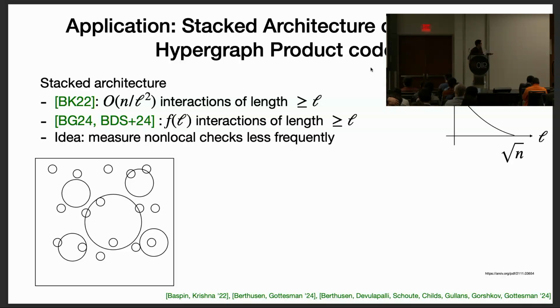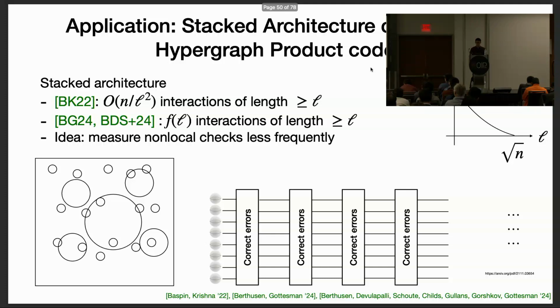When Baspin and Krishna first introduced this architecture, they had this quantitative trade-off of you need to have this many interactions of length at least L, but you can also consider more general distributions. And the idea behind the stacked architecture is potentially if you allow some non-locality, you could get codes beyond the BPT bound. And then also, you could limit the cost of these non-local interactions by measuring the local checks every round, and measuring the non-local checks less frequently.